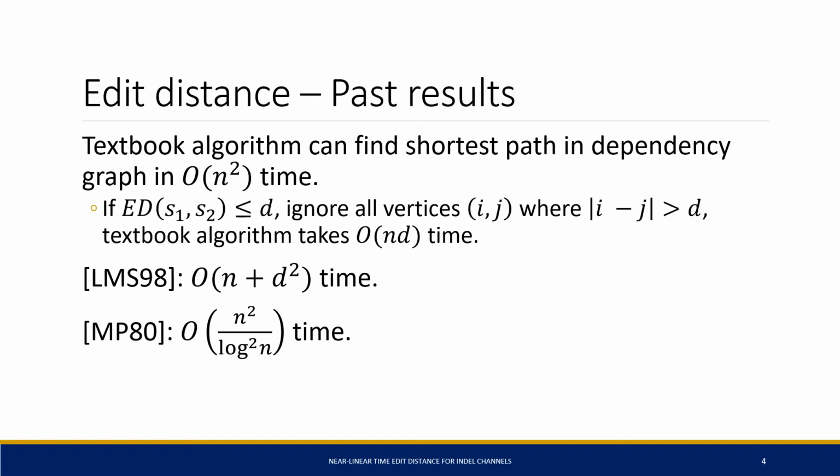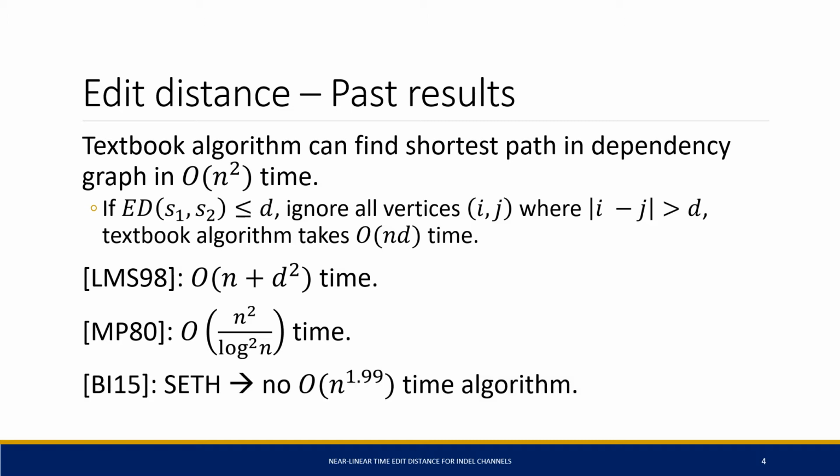However, the trend you'll notice here is that for all of these, if d is like n, then all these run in basically n squared time. And this is for good reason. What was shown a few years ago is that assuming the strong exponential time hypothesis, there's no algorithm that runs in, say, n to the 1.99 time. So under this assumption, we can't hope to do better than quadratic.